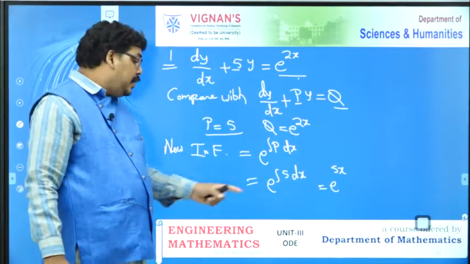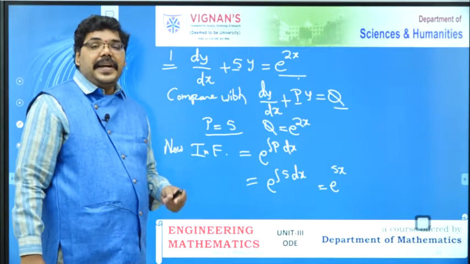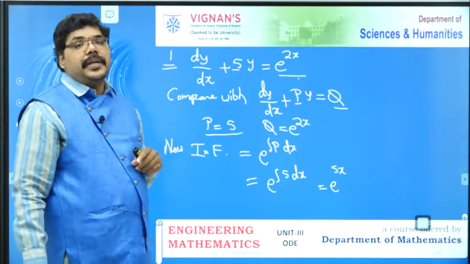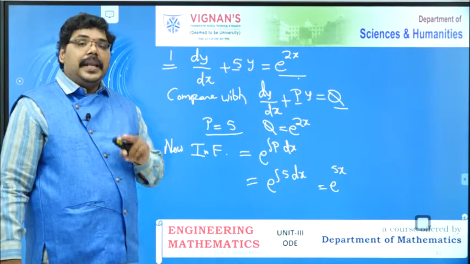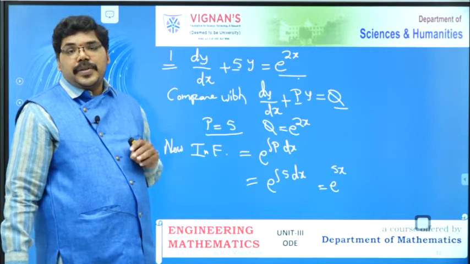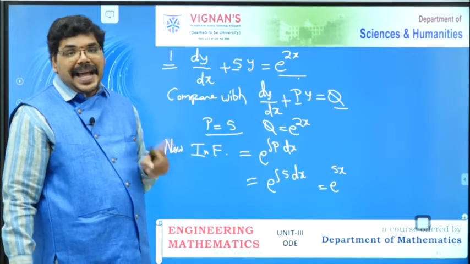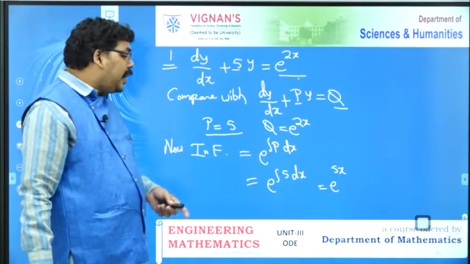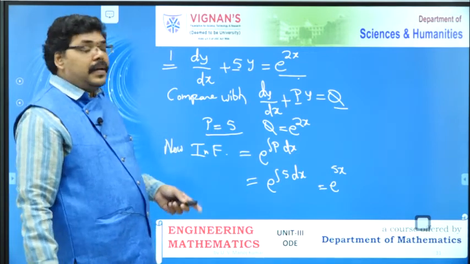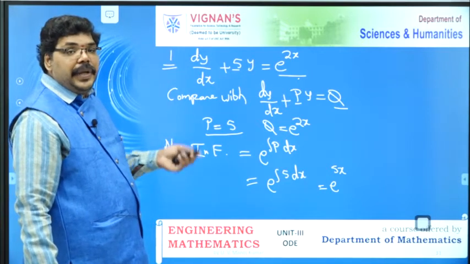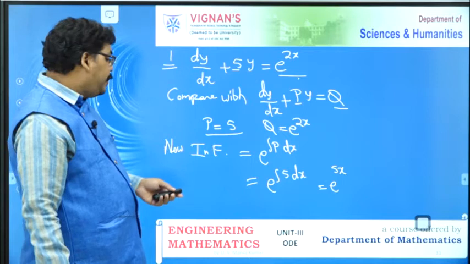Remember, in this integrating factor, you should not add integrating constant. You should remember this. While you are calculating integrating factor, in that process, you should not add the constant. And what is integrating factor? e power 5x. After completing integrating factor, we calculate the general solution.